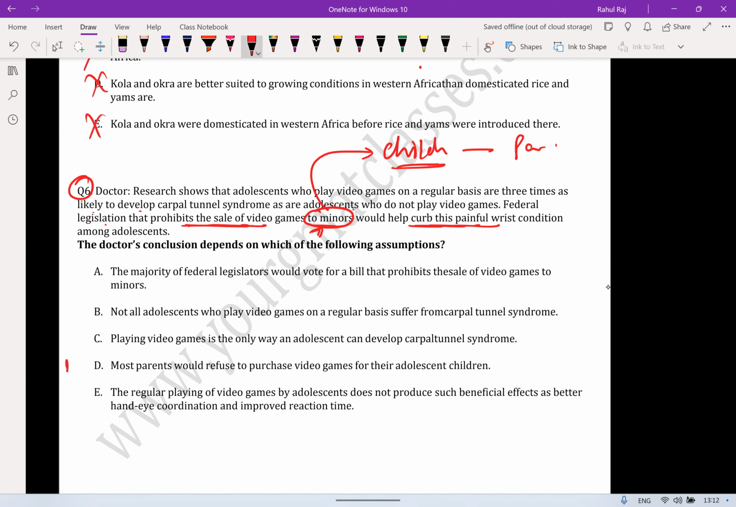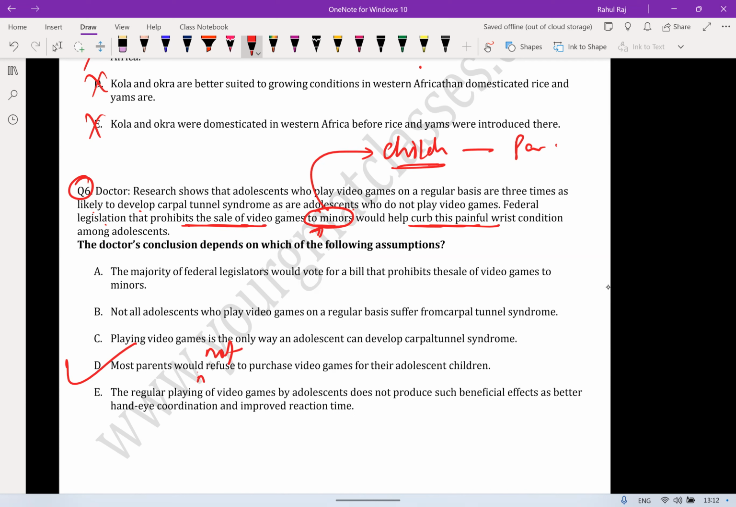If you go with this simple logic, mark straight away D as an answer and move on. Most parents would refuse to purchase. If you say most parents would not refuse to purchase, then there is no point of making such rules at all, right? I'll come down to option number C, don't worry at all. But is this making sense? Yes or no?